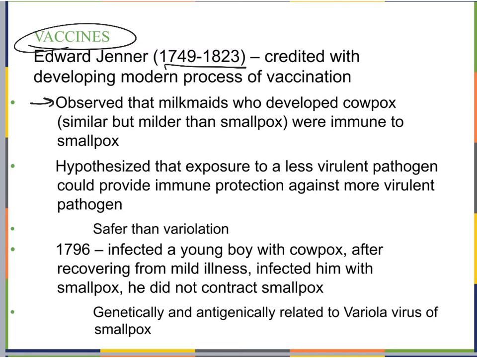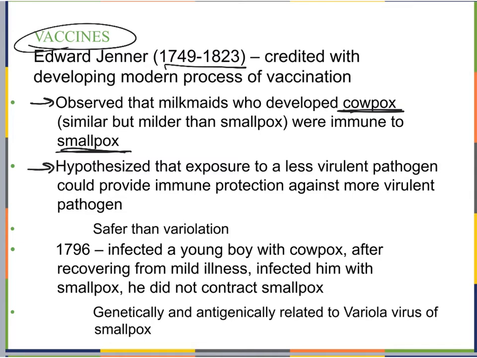This is because he observed that milkmaids who developed cowpox, which is similar to smallpox but more mild, were immune to smallpox. So he noticed that these women that were around cows that had this disease called cowpox could be around people that had smallpox and they didn't get smallpox. So they got cowpox earlier, which was more mild and doesn't really have a high fatality rate. But then they could go and help people that had smallpox because they were immune.